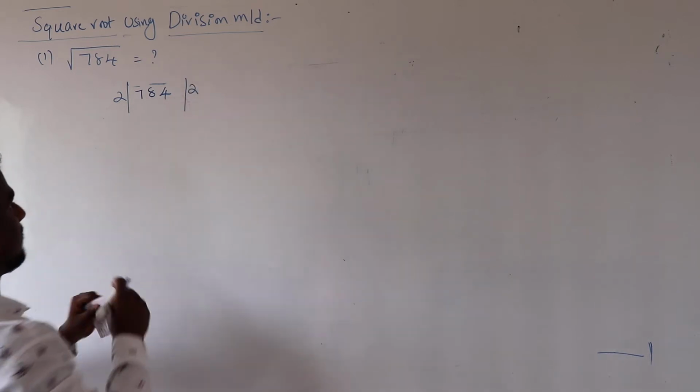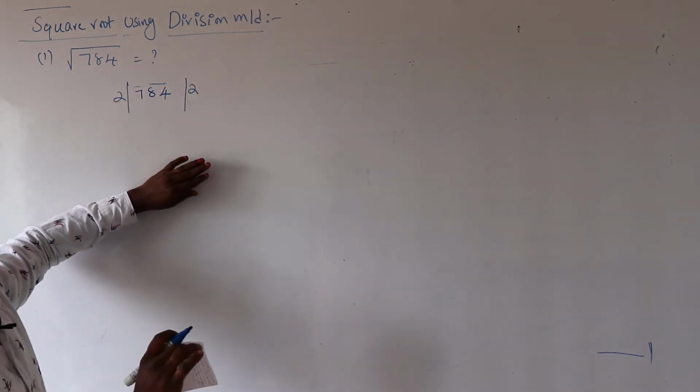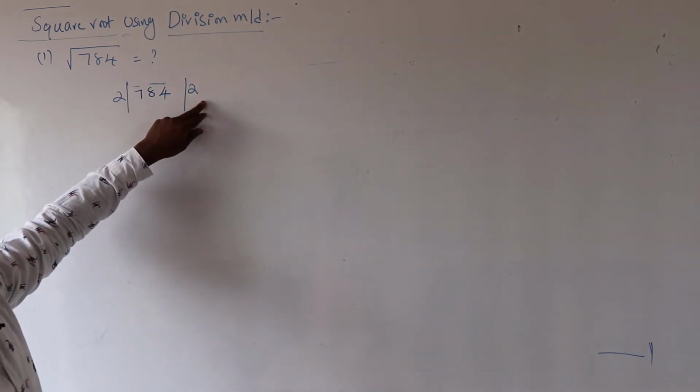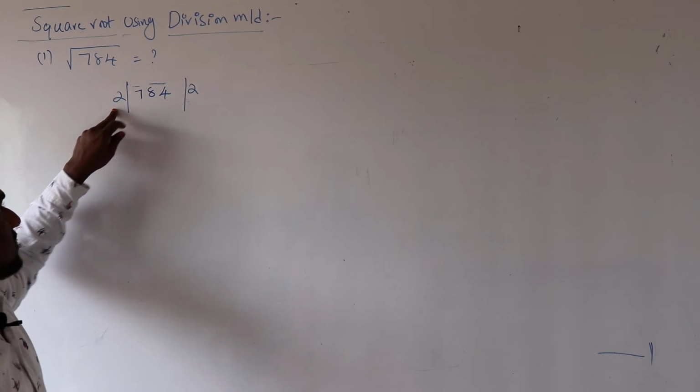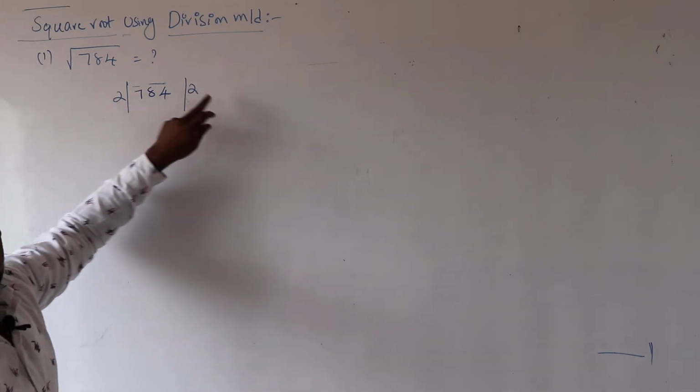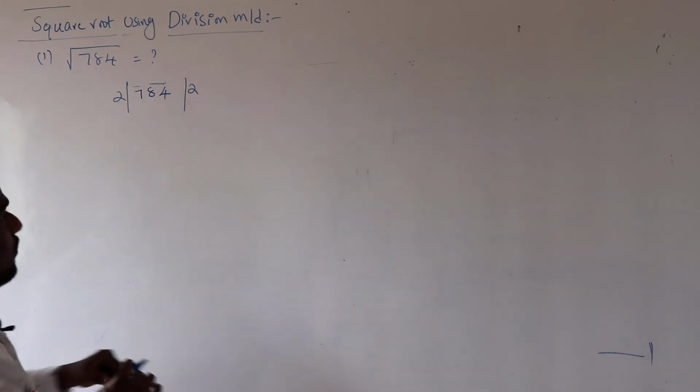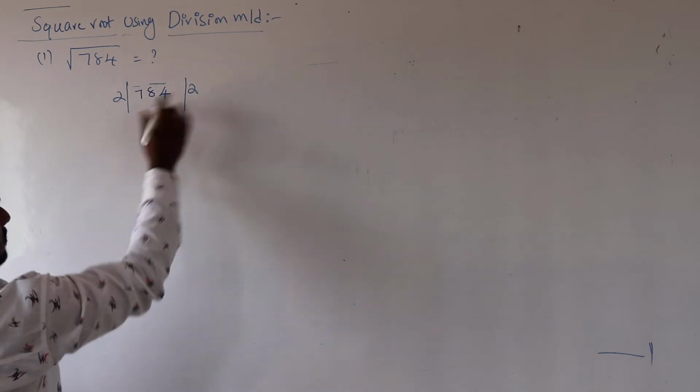2 times 2 is 4. The divisor number and quotient number should be the same. If it is a different number, we cannot get a perfect answer. That's why the divisor and the quotient number should be the same. That's why 2 times 2 is 4.